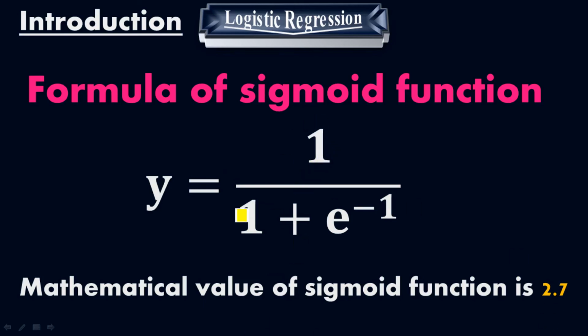We know that we are doing the coding part in Python or another language, but the actual scenario behind the scenes is mathematics. There is a lot of mathematics involved in machine learning. So behind the scenes, the sigmoid function has this mathematical form: y equals 1 over 1 plus e to the negative 1. Don't forget it. This is the formula of the sigmoid function in mathematics, which we also call logistic regression.